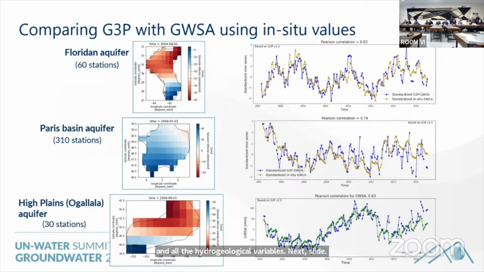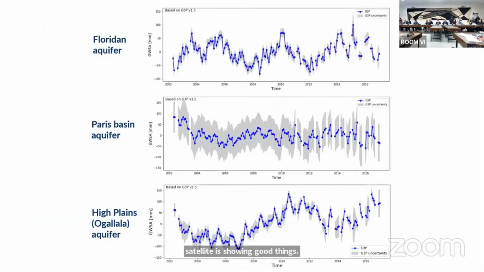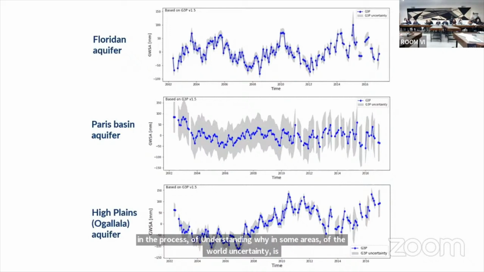So you see there the correlation with in situ and satellite is quite high, 0.8, 0.7. So the first two are comparing directly with groundwater levels because we didn't have specific yield values. And in the last one, we are comparing the actual magnitude. So when we see this, we feel very happy that the satellite is showing good things. But if we go to the next slide, you will see the uncertainty. So of course, nothing is perfect. And for example, in the Paris Basin, we see the uncertainty is really high. So we are also aware of this. And we are now in the process of understanding why in some areas of the world the uncertainty is so high and trying to justify it from a groundwater perspective.